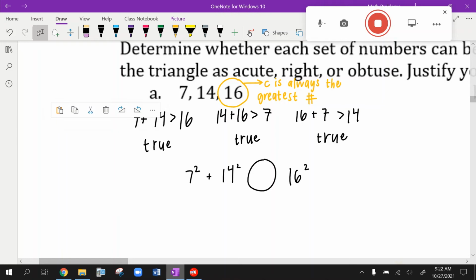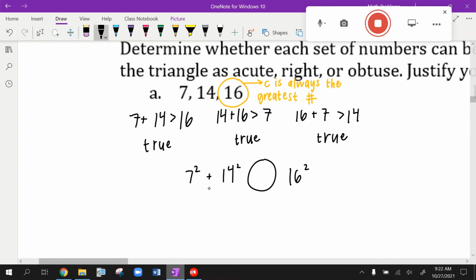So we'll start out by making sure this can be a triangle. So we'll pair up all two pairs of sides, 7 and 14, see if the sum is greater than the third side that we didn't use. All three of these are true. Now, whatever you see as the greatest number is always the c value. So in this case, 16 is our c value.